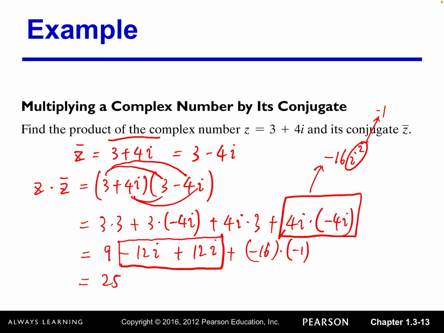So when two conjugates multiply, the outer term and inner term always cancel out. So only the first term and the last term remain, and for the last term, i squared equals negative 1. So it always becomes a squared plus b squared. If we take the complex number a plus bi times a minus bi, it always results in a squared plus b squared.